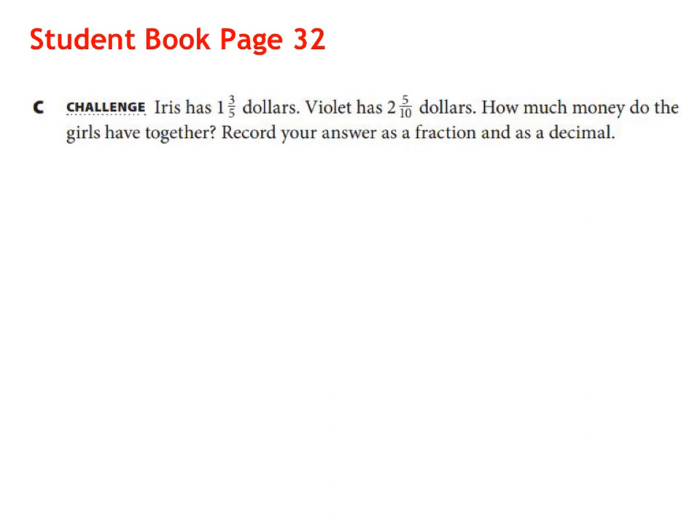Last, we have the challenge question. Iris has 1 3/5 dollars. Violet has 2 5/10 dollars. How much money do the girls have together? Record your answer as a fraction and as a decimal. So, now we have to think even harder. If we have fifths here, I'm going to circle first my important information. So 1 3/5 dollars, 2 5/10. And then how much do they have together? We know together means to add, and write it as a fraction and a decimal.